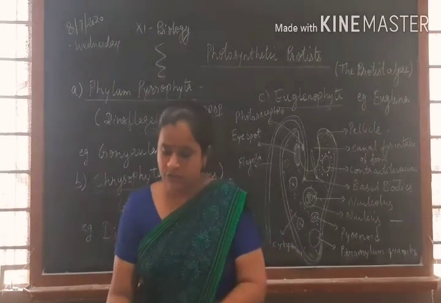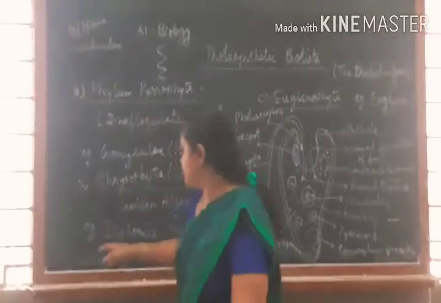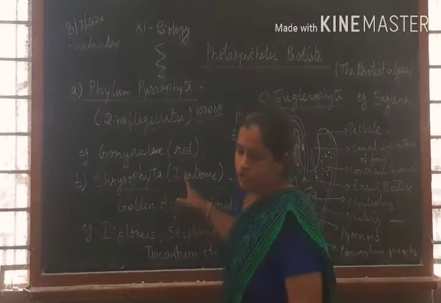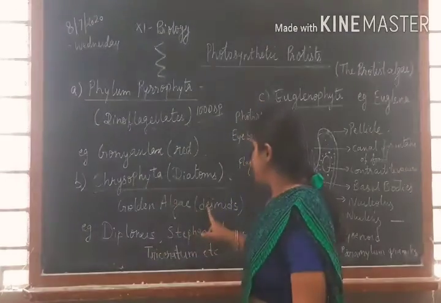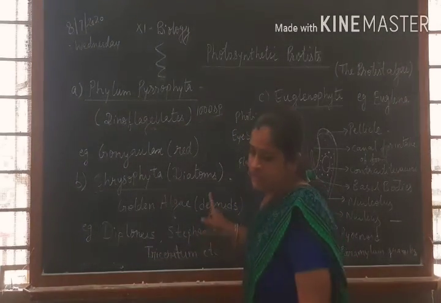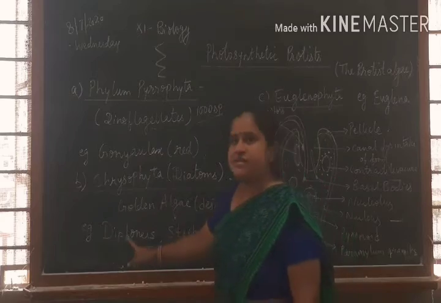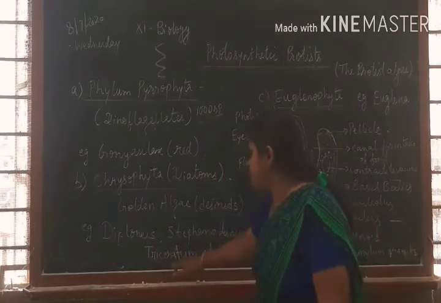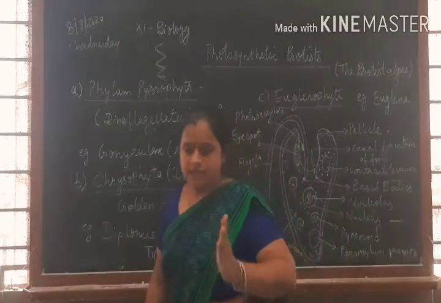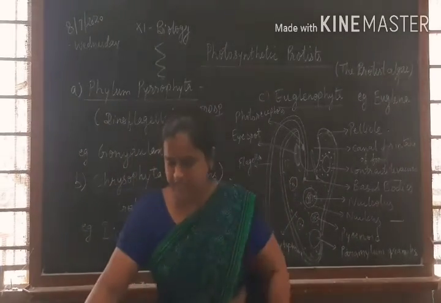Now next one is phylum Chrysophyta. Chrysophyta, also known as diatoms, including golden algae, also known as desmids. And some other examples are Diplones, Stephanodiscus. It will be a little difficult to learn, but still you can learn very easily.